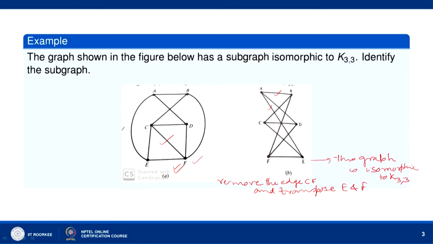We can remove the edge CF and transpose the vertices E and F and arrive at this graph, which is isomorphic to K3,3, and then use Kuratowski's theorem to obtain a subgraph of K3,3 which is homeomorphic to K3,3, and therefore, the given graph has a subgraph which is homeomorphic to K3,3.